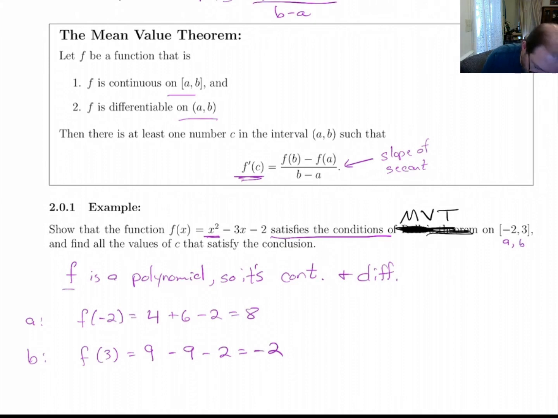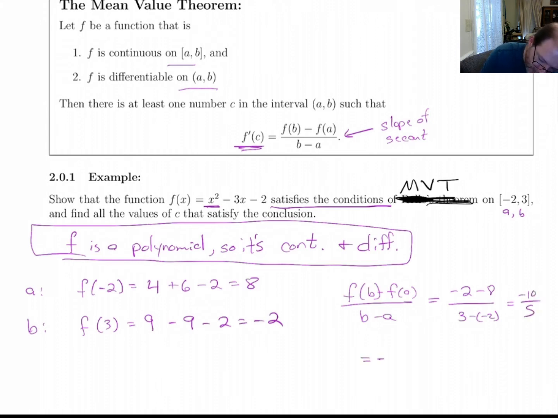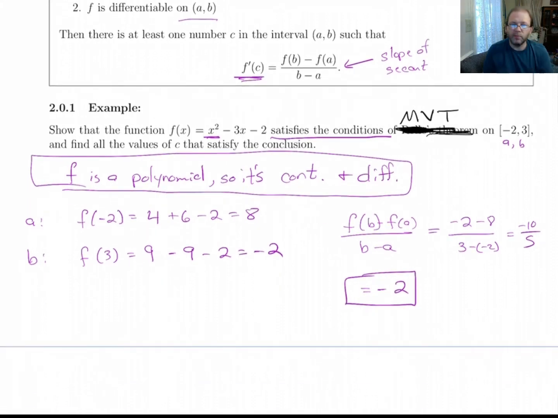But for the mean value theorem, all we have to do is show that it satisfies that. So the slope we're looking at, f of b minus f of a over b minus a, is going to be -2 minus 8 over 3 minus -2. What is that? Negative 10 over 5, so that's a slope of -2. So what this is saying is we need to find the points in between where the slope is -2.